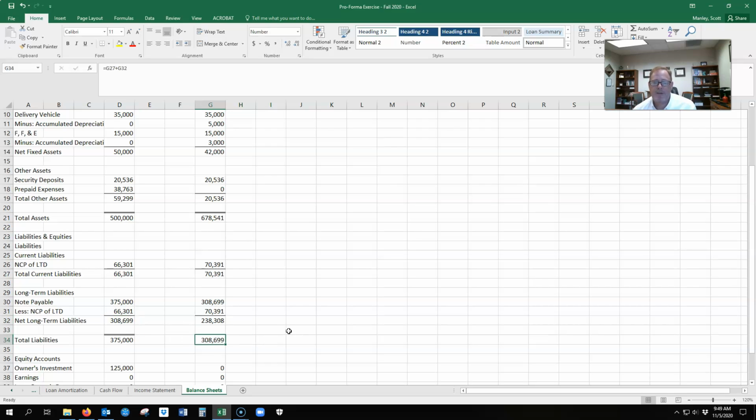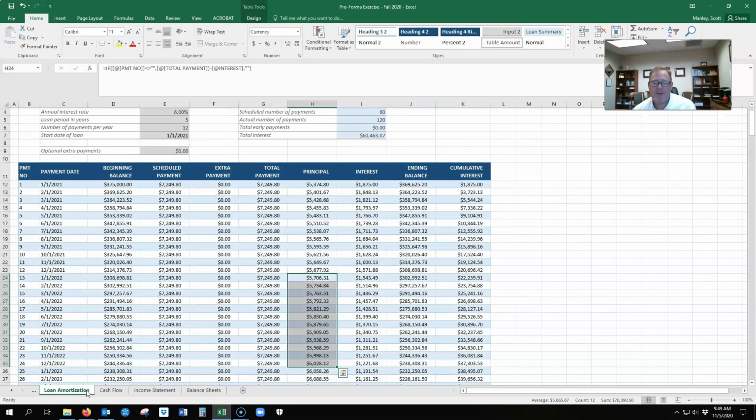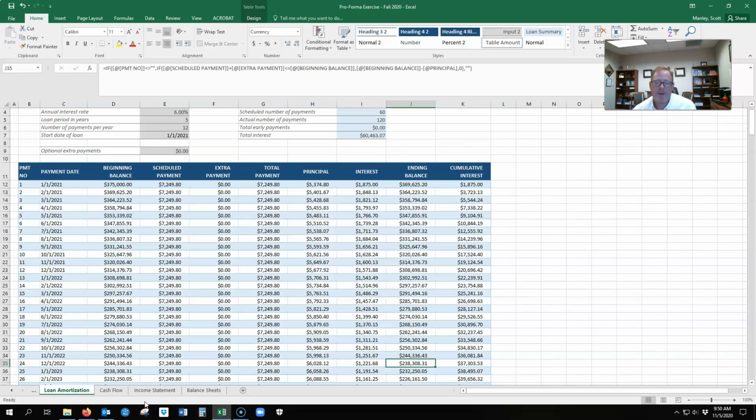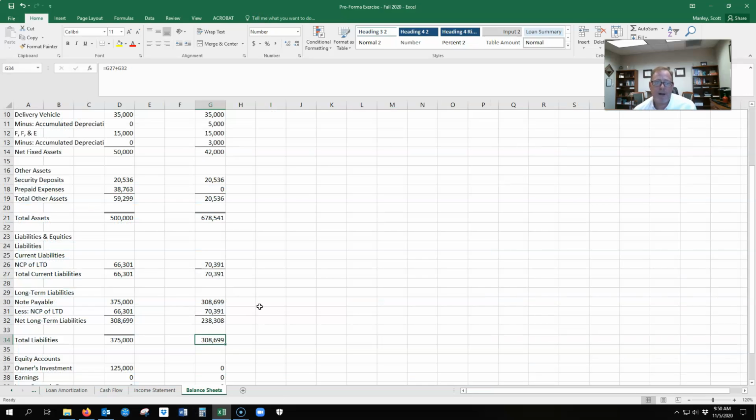Okay, when you've done it right, you can look at your loan amortization table, and it'll give you an ending balance after that payment is made. See, 238,308.31. If we go back to the balance sheet, 238,308. If you go back to the loan amortization again, after the month 12 payment is made, you see it's 308,699. Looking at the balance sheet, 308,699. So it's not magic, it's just the way that we're treating that, and we're breaking out the portion of the principal that's payable in the next 12 months.